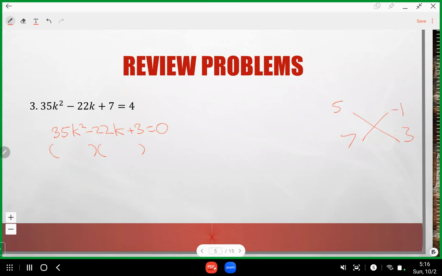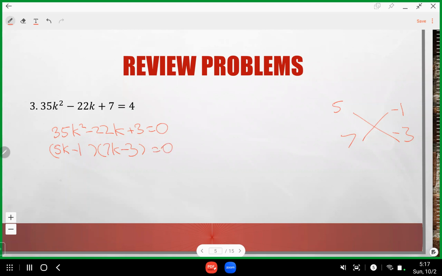It does work. Wait, does it? It works. Yep. Alright. Very good. So basically our factors are 5k minus 1 and 7k minus 3, equals 0.